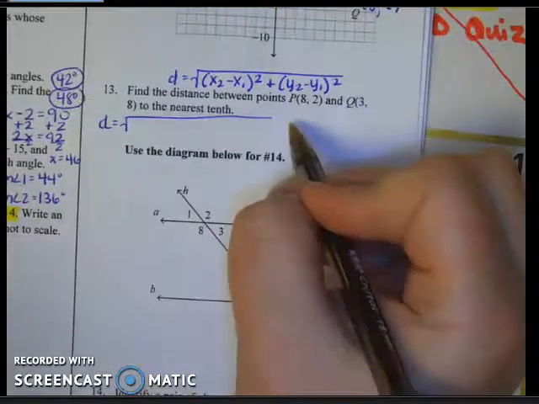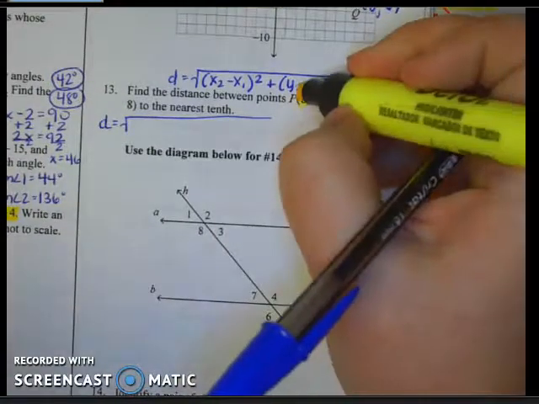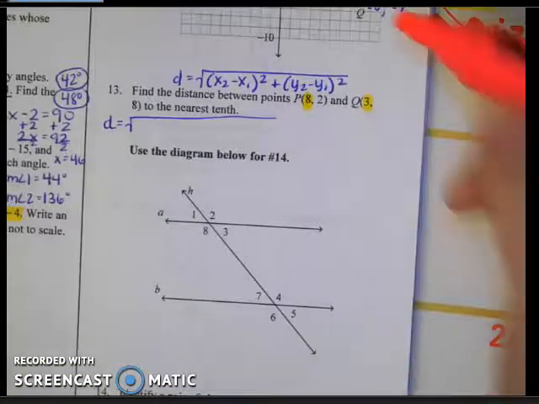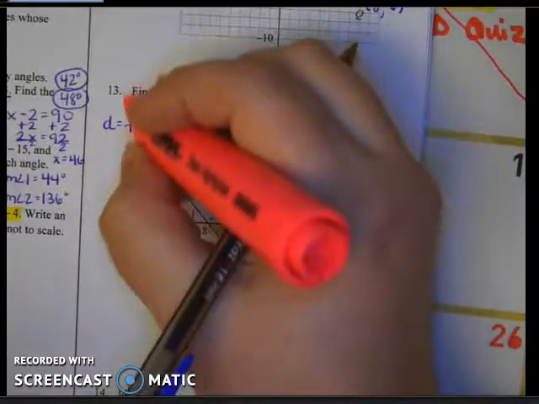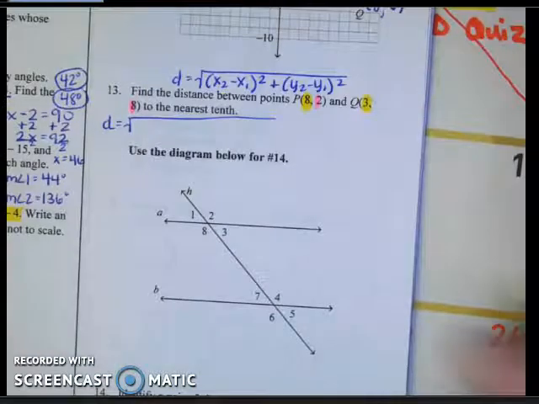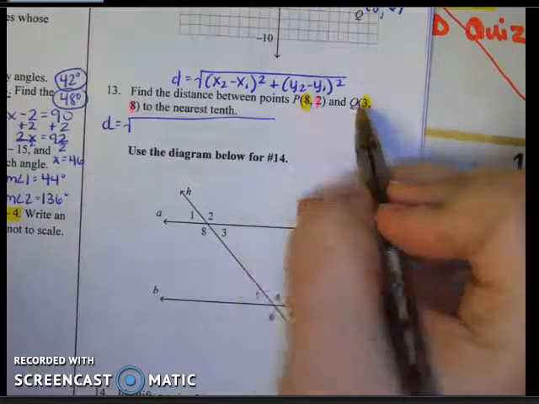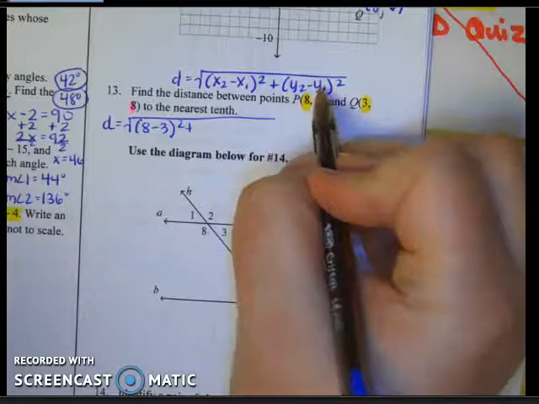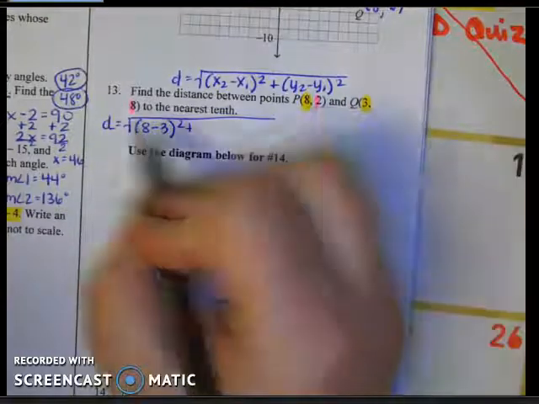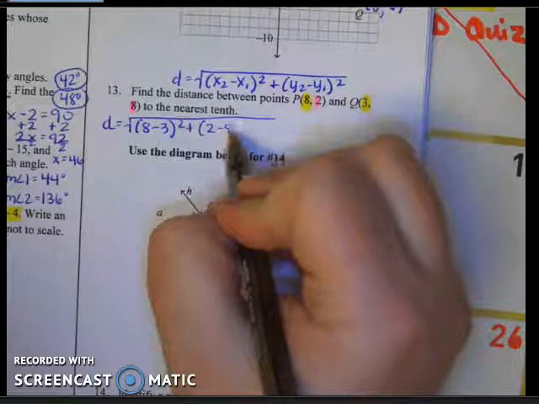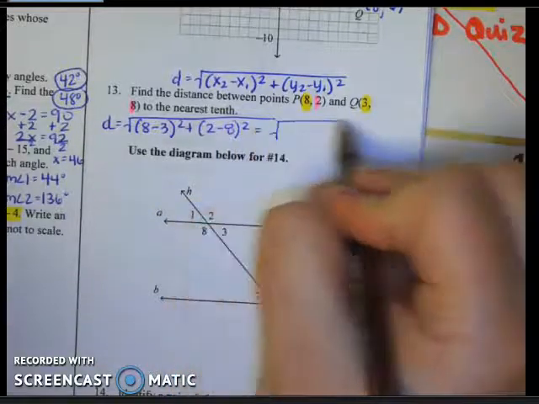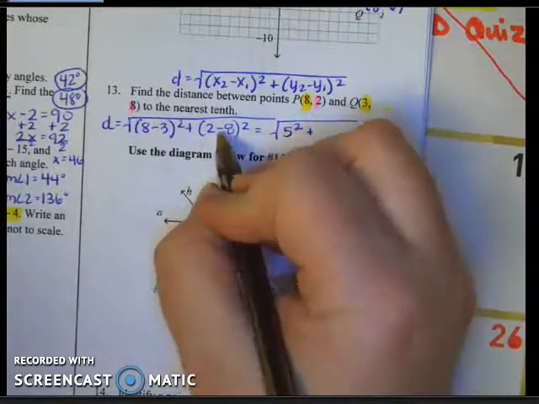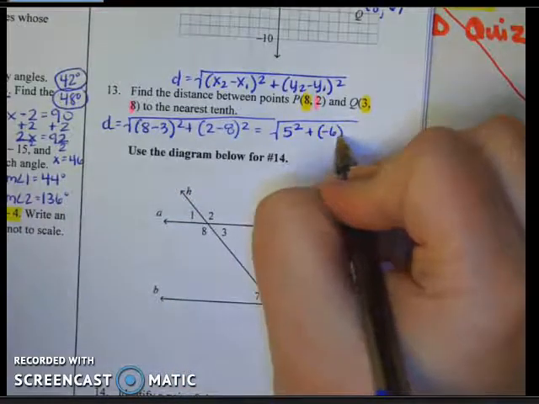Okay, so I like to highlight my x values and then also highlight the y values. Just kind of keeps it in order if you can. Alrighty, so 8 minus 3 squared. Now y minus y. So 2 minus 8 squared. 8 minus 3 is 5. 2 minus 8 gives me a negative 6.